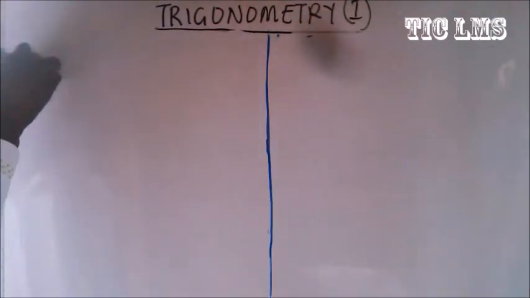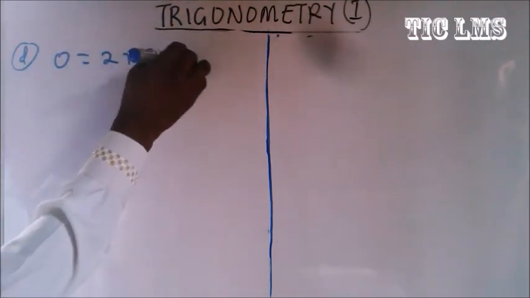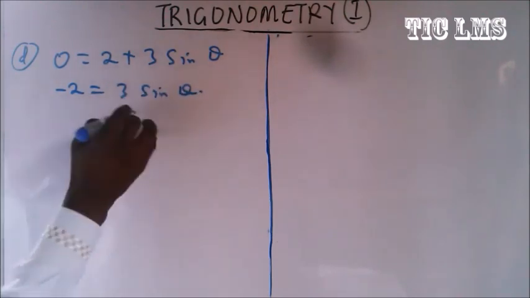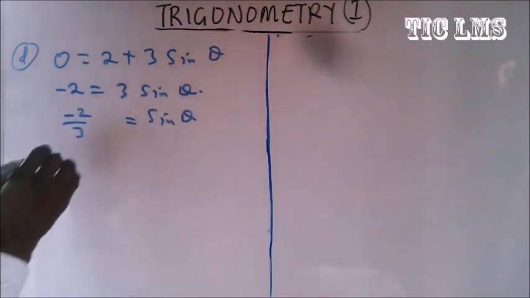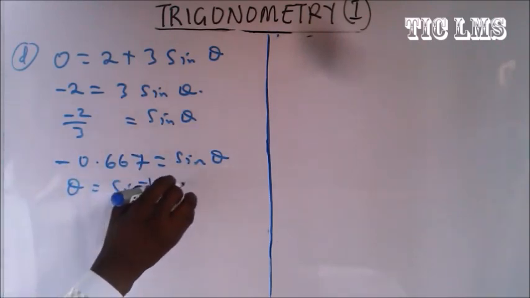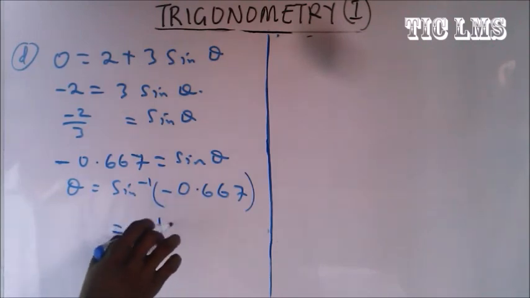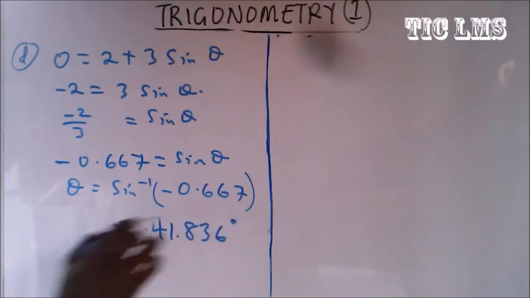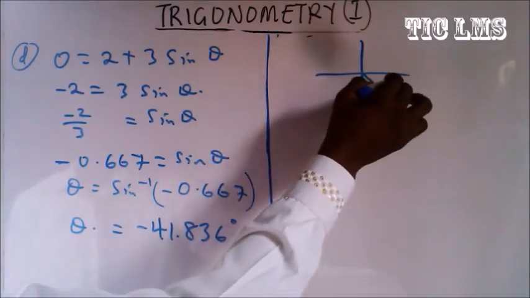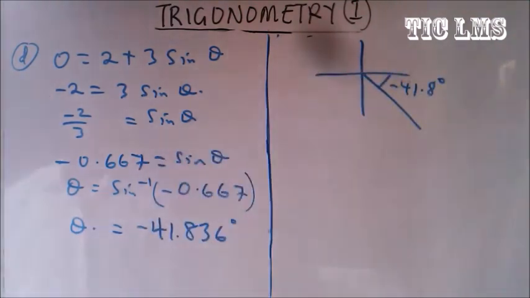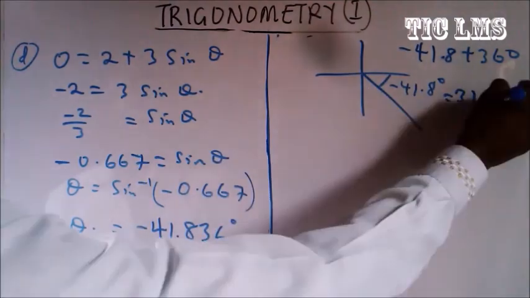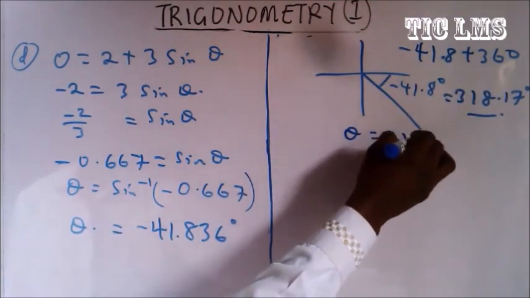Therefore, our theta equals 14.48 or 165.52. And the last one, which is D, 0 equals 2 plus 3 sine theta. 2 will come here, and so we'll have minus 2 equals 3 sine theta, and so sine theta equals minus 2 over 3, and that will be minus 0.667. Hence, theta equals arc sine of minus 0.667, and that gives minus 41.836 degrees as theta. So in our four quadrants, it means theta is at the negative side, which is minus 41.8 degrees. Hence, the equivalent positive angle will be minus 41.8 plus 360, and that will give 318.17 degrees. So theta could be 318.17 degrees.